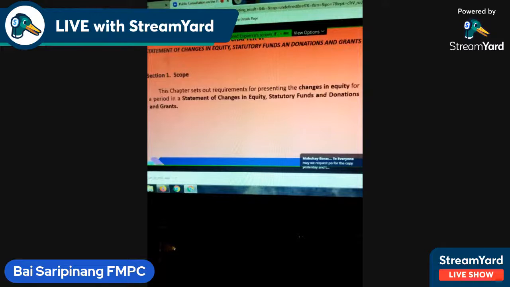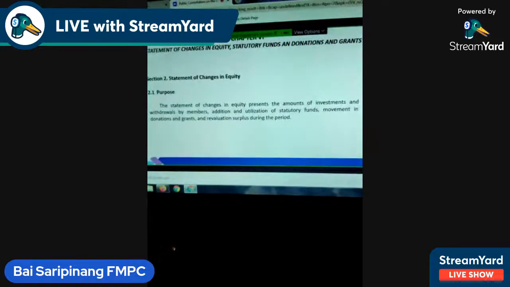Now, regarding the statement of changes in equity, statutory funds, contribution, and grants, this chapter sets out the requirements for presenting the changes in equity for a period in a statement of changes in equity, statutory funds, and donations and grants. So, wala po siyang masyadong pagbabago. The content and presentation is still the same. The purpose is still the same, no?